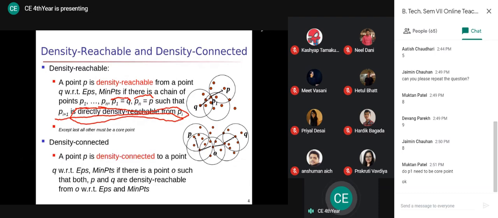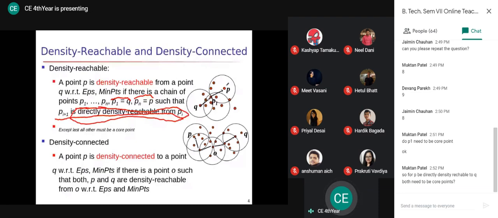So now observe this first figure and just observe the circles of this Q, P1 and P. Right? And we are trying to identify whether this point Q is density reachable to P or not. Let me just repeat the question. What we are trying to identify is whether this P is density reachable from Q or not. That's our aim, right? So what's your answer? Yes or no?